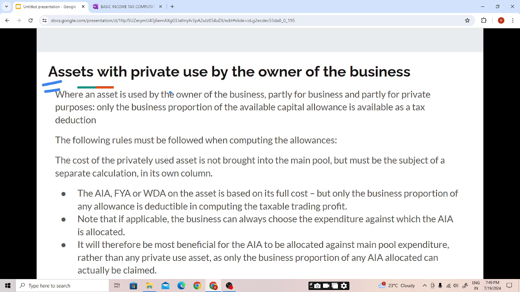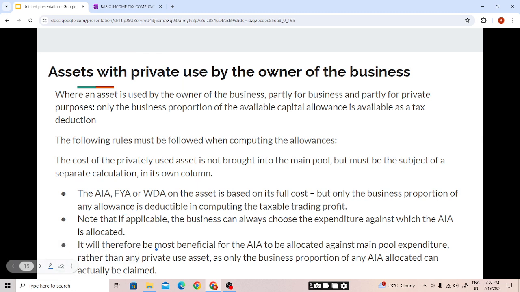So if private use is by the owner, then that asset will be dealt with under the private asset pool. If there are many assets which are privately used, each asset has a different pool: a private asset pool for car, a private asset pool for furniture, a private asset pool for other assets. And the AIA, FIA and WDA on the asset are based on its full cost, same as the main pool, but only the business portion is an allowable deduction in computing the taxable trading profit.